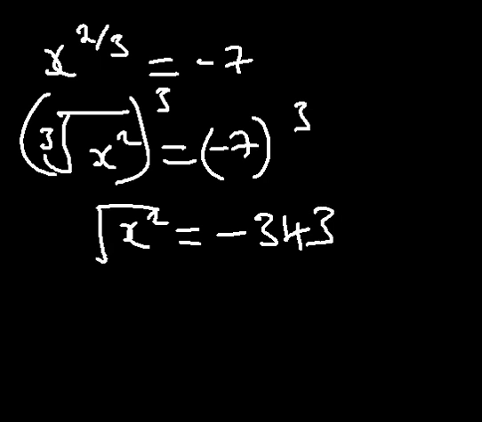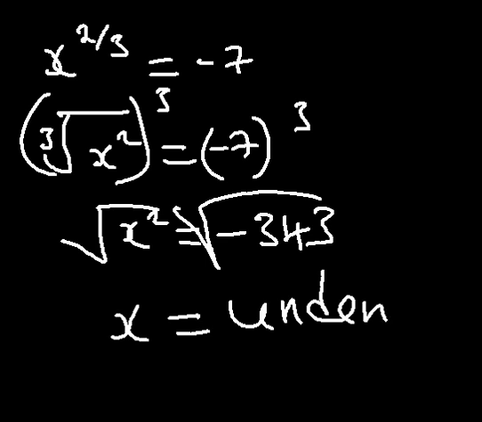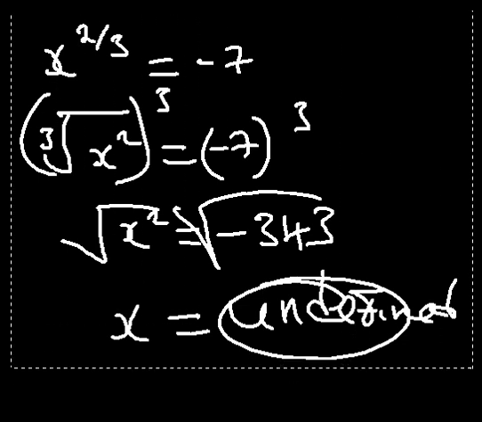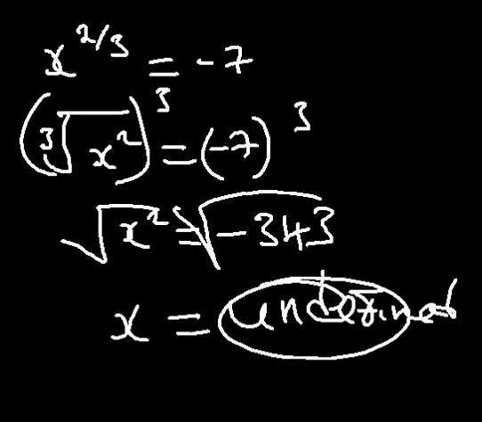Then we'll have to introduce square root on both sides, so x is equal to, now there's no square root of a negative number, therefore it is undefined. So it is given as undefined. There's no real solution for this. Then we'll go for the other value.